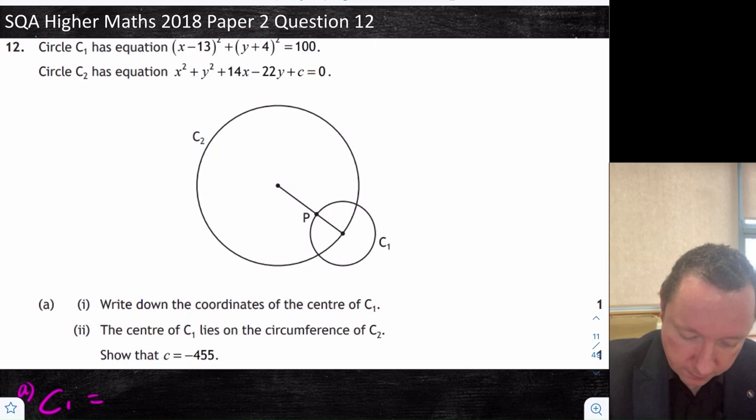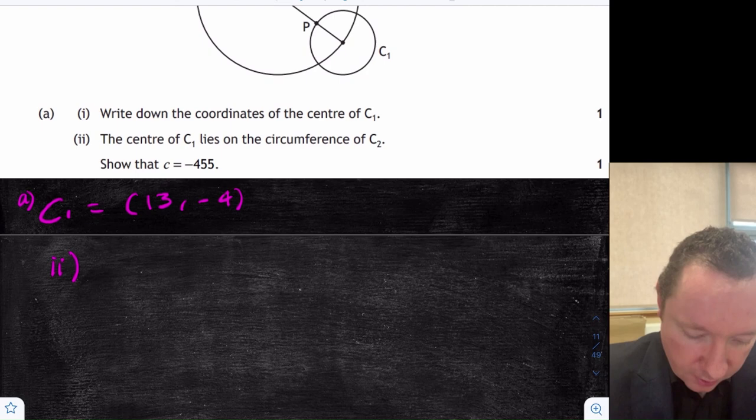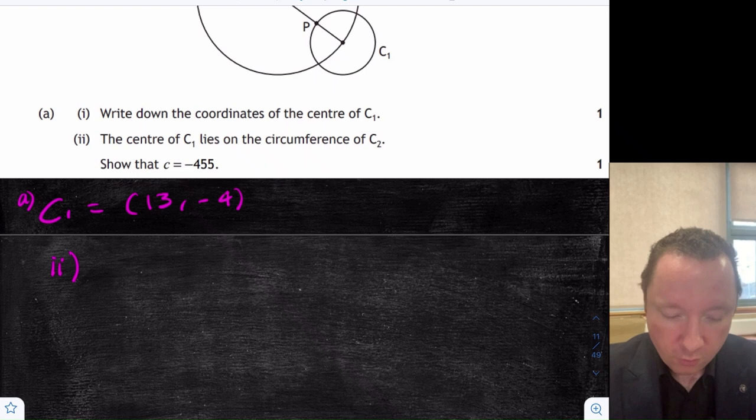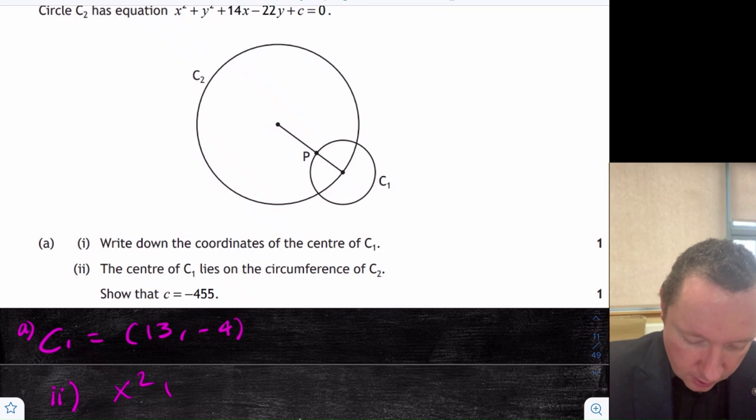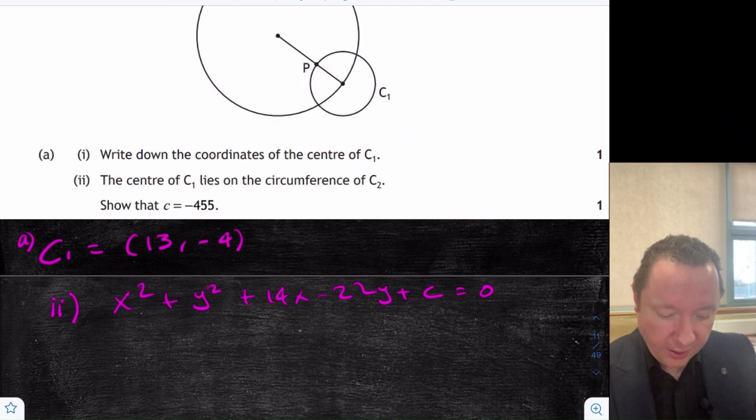Part 2 says, the center C1 lies on the circumference of C2, show that c is minus 455. So we've got our equation x squared plus y squared plus 14x minus 22y plus c equals 0. But we know that this center lies on it. So if I sub in 13 and minus 4 for x and y, that has to equal 0, otherwise it wouldn't lie on it.